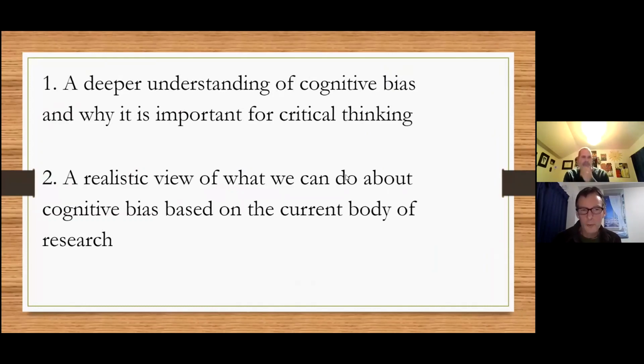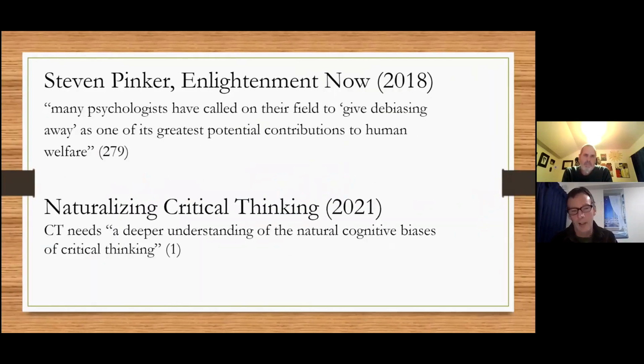Yeah, so there are two points we really want to look at today. First is a deeper understanding of cognitive bias and the importance for critical thinking. And the other thing is, what can we do about cognitive bias in our classrooms? So Steven Pinker, Harvard professor of psychology, has said that many psychologists have called on their field to give debiasing away as one of the greatest potential contributions to human welfare. In this case, debiasing means to prevent and control for cognitive bias. And a 2021 paper also called for a deeper understanding of the natural cognitive biases of critical thinking.